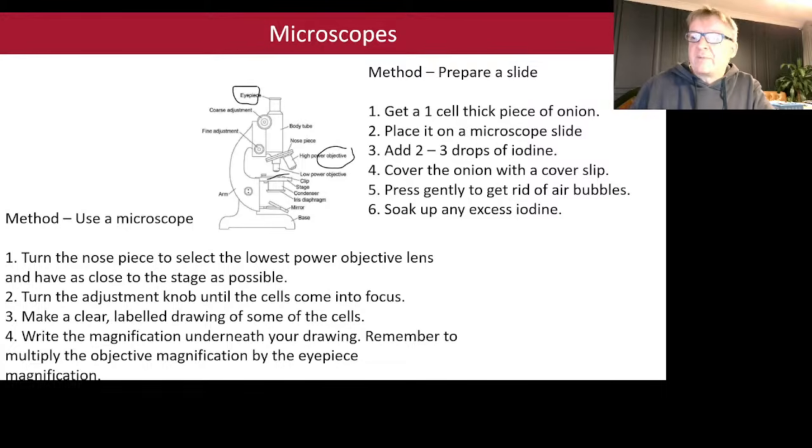Right, so the method. Now you can elaborate on this a little bit, right? But the method is get a 1 cell thick piece of onion. So you cut up your onion, and when it peels open and you can see the skin, get your tweezers and peel off that 1 cell thick piece of onion. Try to make sure that it doesn't fold over. Put it on your microscope slide, add 2 to 3 drops of iodine, and what the iodine does is stain the cell wall or the cell membranes. Cover the onion with a cover slip, then press gently to get rid of the air bubbles and soak up any excess iodine.